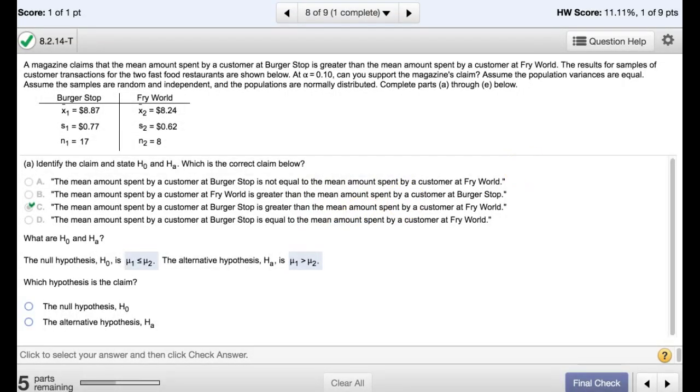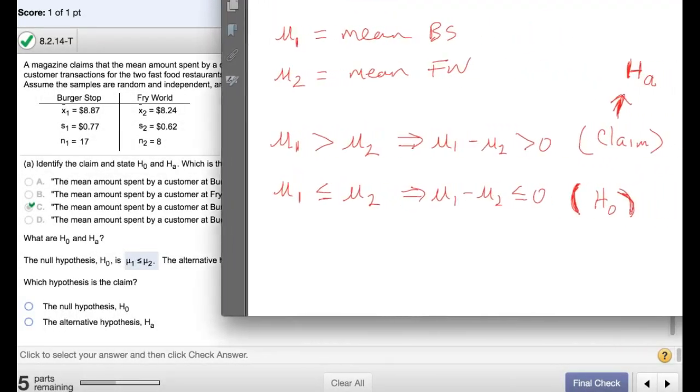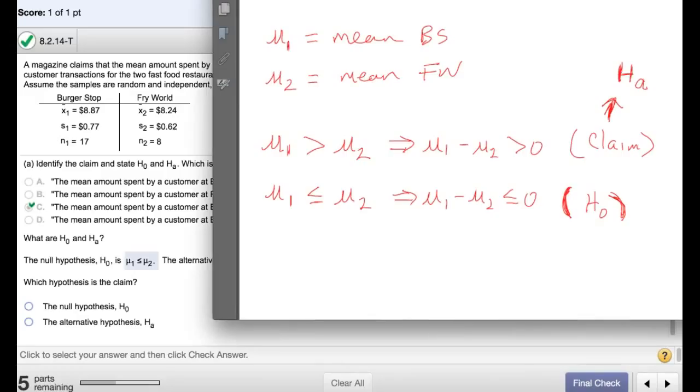All right, so which is the null hypothesis? Well, looking here, we see that the null hypothesis... Which hypothesis is the claim? Sorry about that. Which hypothesis is the claim? We know that the alternative hypothesis is going to be the claim. So we've already identified that.